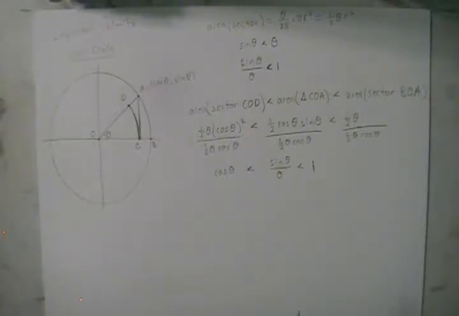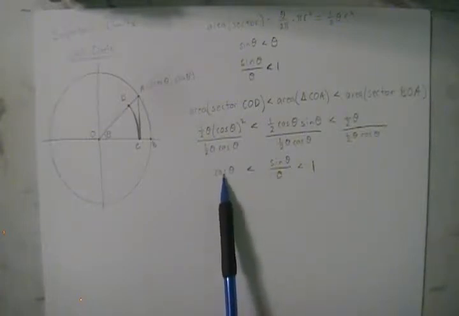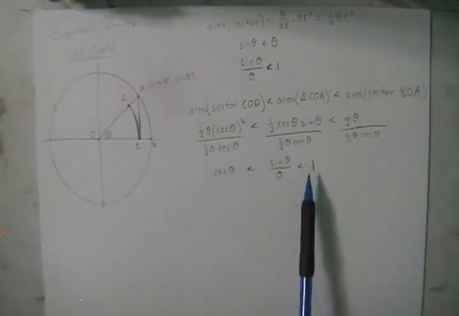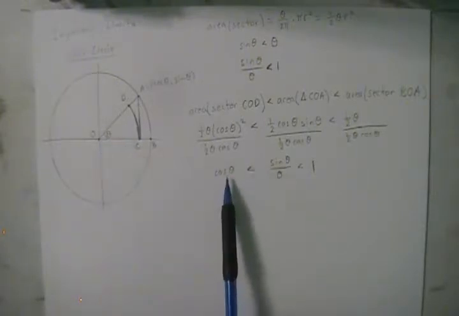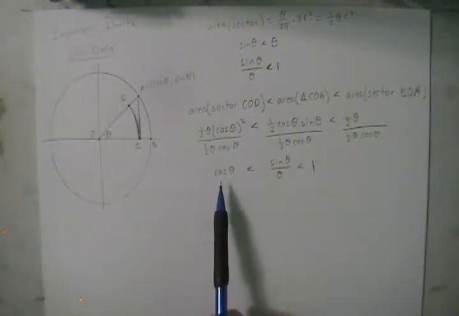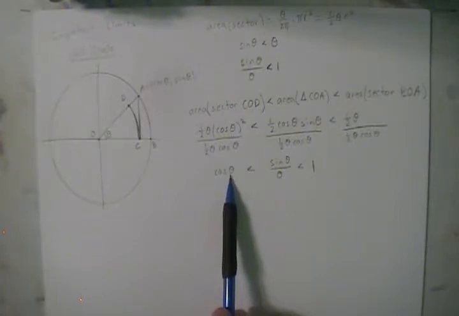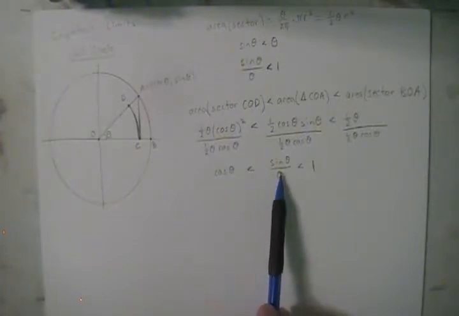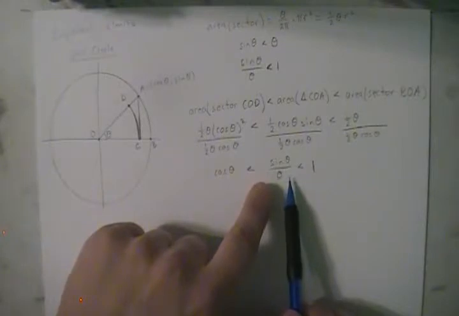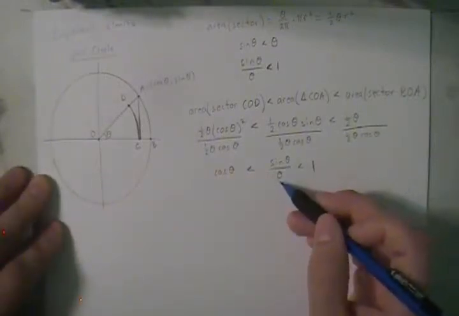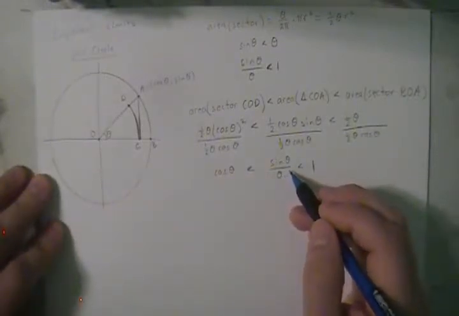Okay, so what I mean by bounded is that this function, sine theta divided by theta, is always going to be greater than cosine theta, and it's always going to be less than 1. So by properties of limits, mainly the squeeze theorem, if the limit of cosine theta as theta approaches 0 is 1, and I know that this is bounded by 1 as well, that must mean that the limit of sine theta divided by theta as theta approaches 0 is 1 as well.